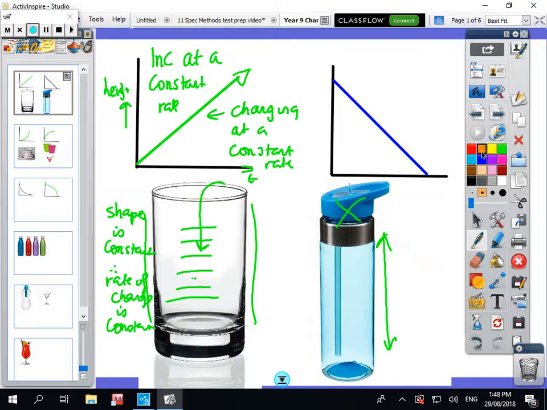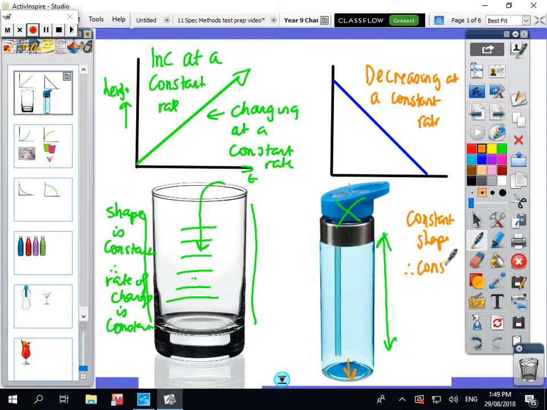And obviously if the water was coming out, it's decreasing at a constant rate. So if we had a hole in the bottom, the water would go out at a constant rate. So the shape is constant. If it's a constant shape, it's a constant rate. Okay, so copy that down. Then do a quick sketch of the diagrams and come across.